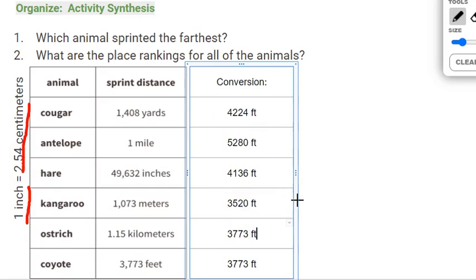So, who went the farthest in the 1 minute? Yeah, the antelope actually goes the farthest. What's next? Yep, cougar, the hare, and then we have the ostrich and the coyote just about tied. And then kangaroo in last place. Still pretty fast moving.